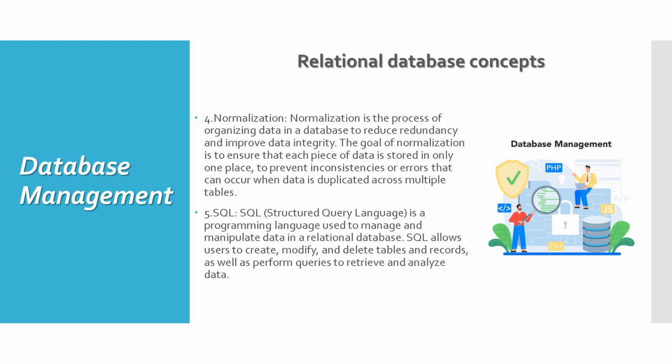4. Normalization. Normalization is the process of organizing data in a database to reduce redundancy and improve data integrity. The goal of normalization is to ensure that each piece of data is stored in only one place, to prevent inconsistencies or errors that can occur when data is duplicated across multiple tables.